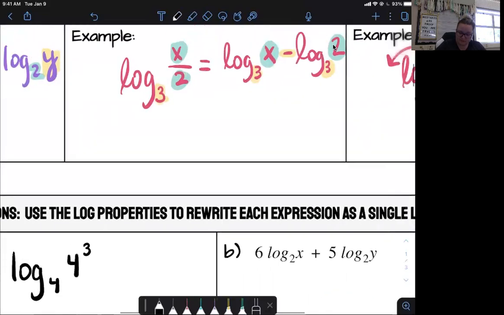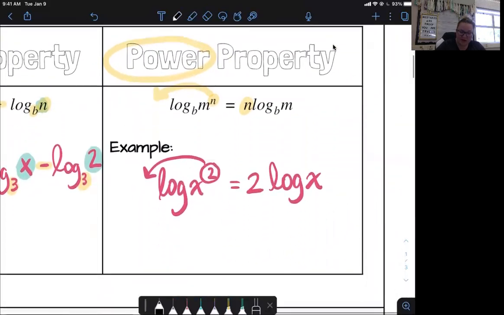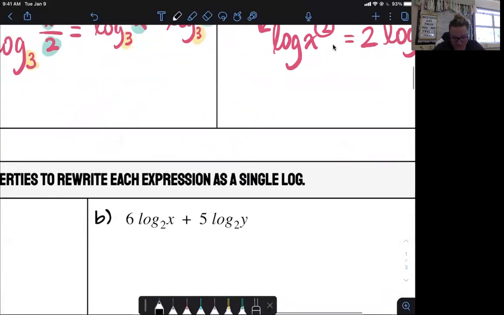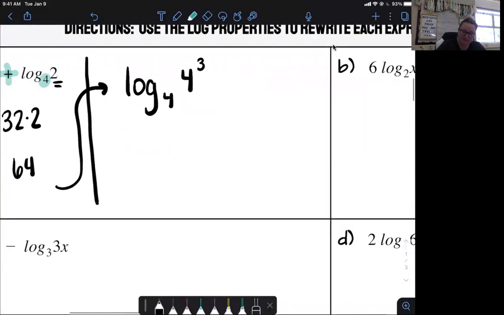Now, using the power property, where we take the exponent that's inside the log and bring it out in front using multiplication, I'm going to take this 3 from my exponent and move it to the front of the log. So I'm going to have 3 times the log base 4 of 4.